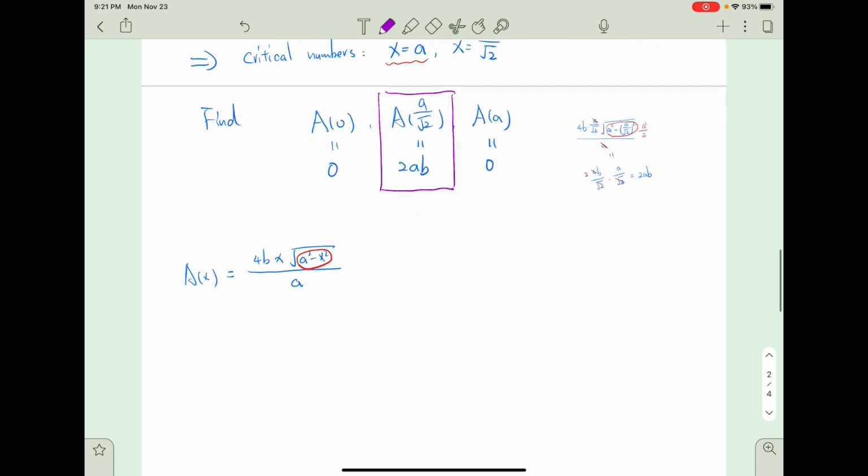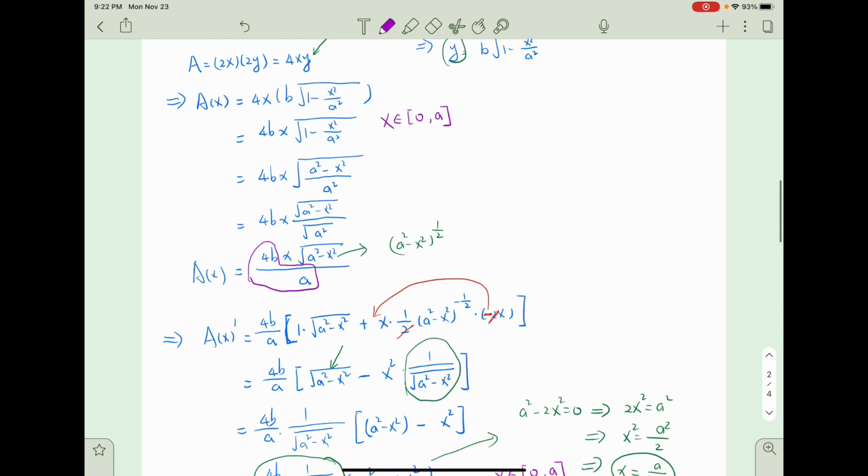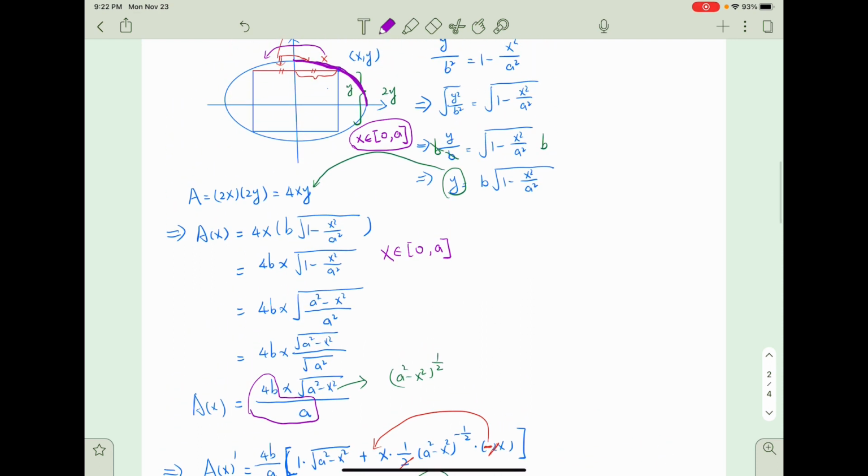So now we can draw our conclusion, hence the largest area is 2ab when x equal to a over square root of 2, right? And we also need to find what y is in this case, since we need to find the dimension of this rectangle. So y is equal to what? Y is equal to this thing here, right?